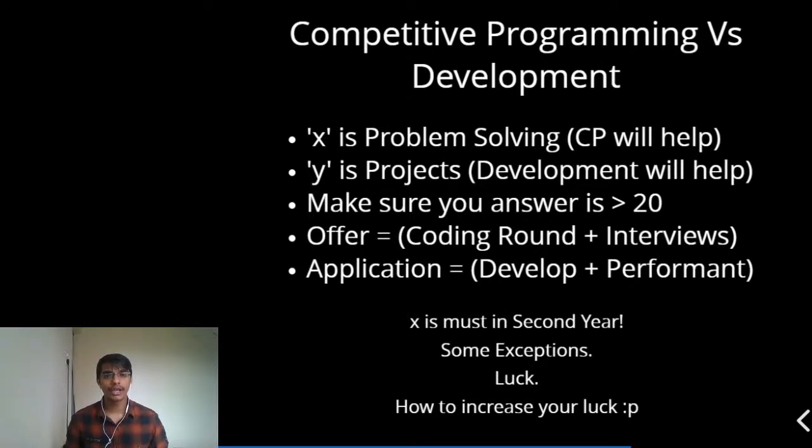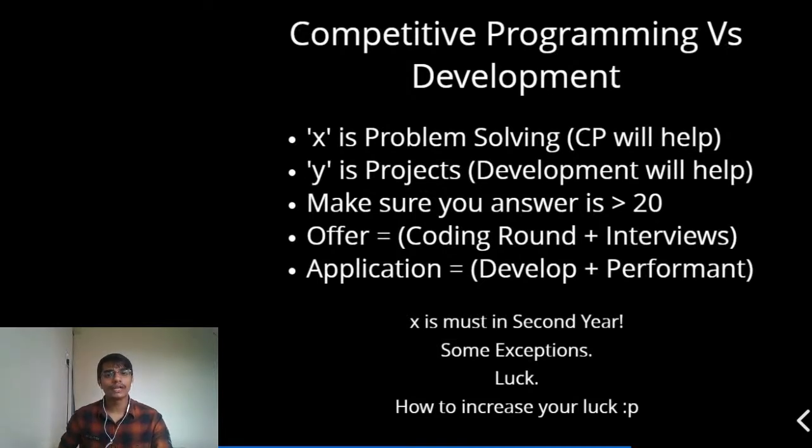And if you're a problem solver, if you are easily cracking the coding rounds but you don't have good projects, in the interviews you might fail there. Sometimes even the interviews go on problem solving only, but that's not the case every time. You might get asked about your projects as well. So you should have balance. The short answer to competitive programming versus development is: it's not a fight, it's not a battle. You have to keep balance or you're defeated here.